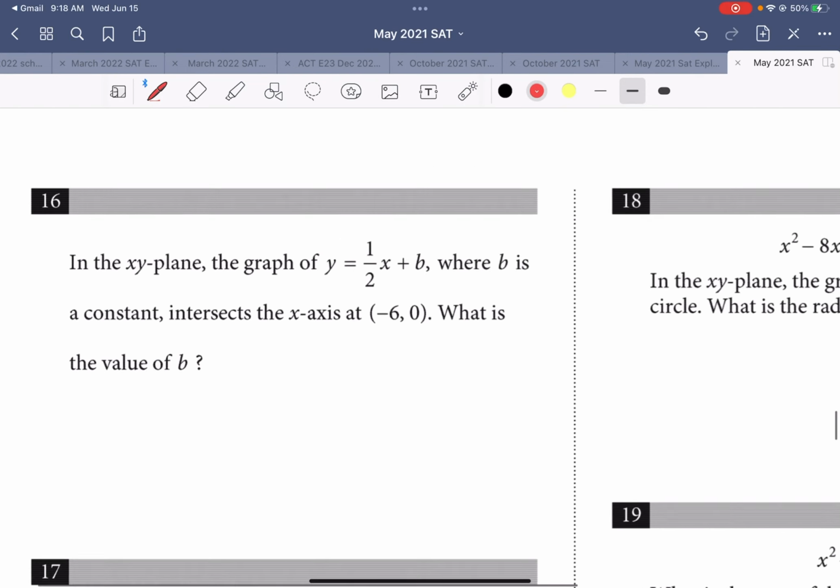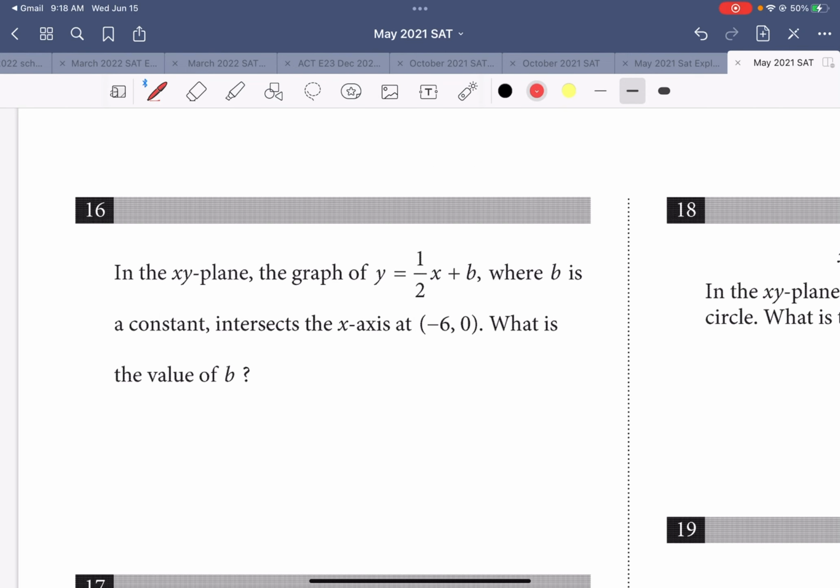Reading problem number 16. In the xy plane, the graph of y equals 1/2 x plus b, where b is a constant, intersects the x-axis at negative 6, 0. What is the y-intercept? You can plug this x, y value into the given equation. So 0 equals 1/2 times negative 6 plus b. So 0 equals negative 3 plus b. So b is 3. Okay, that is the answer.